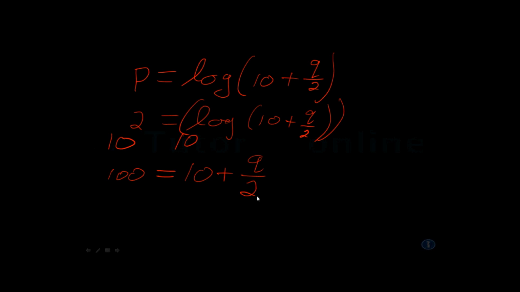Now we need to solve this equation. Therefore, we can say that Q over 2 is equal to 90, and that means that Q is equal to 180. That means that the number of items will be 180 if the price for each item in the consignment is 2 rand. Thus, we have solved the exam problem, and I hope you understand logarithms better, and I hope you do well in the examination.